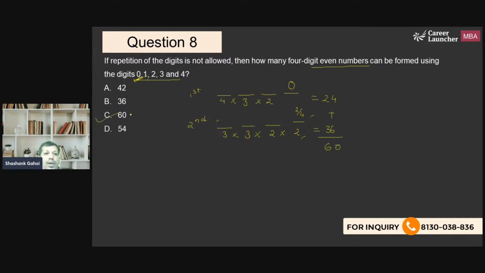So whenever you have this type of question, even number and zero, do not try to solve these kind of questions in a single case. Always make 2 cases, one with zero, one without zero. And these kind of questions are not going to take a lot of time if you are going to make 2 cases. Okay. So is this one clear to everyone? Should I move on to the next one?